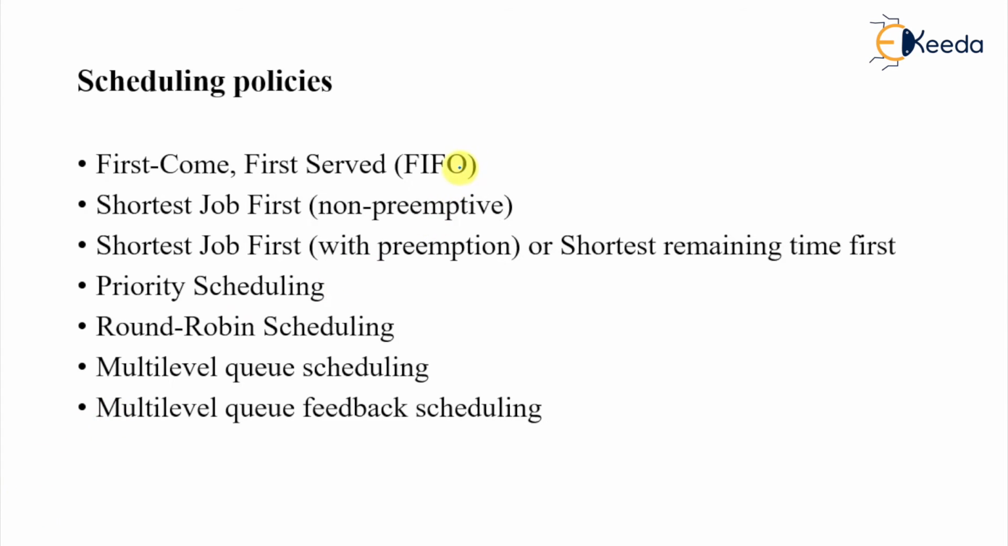We are going to talk about different scheduling policies. We'll start with the simple one, FCFS, first come first serve, and then we'll see the non-preemptive version of shortest job first. We'll see the preemptive version of shortest job first, also called the shortest remaining time first scheduling policy. We'll see priority scheduling, round robin scheduling, multi-level queue scheduling, and finally multi-level feedback scheduling. These are the different policies we are going to talk about in the next lecture.